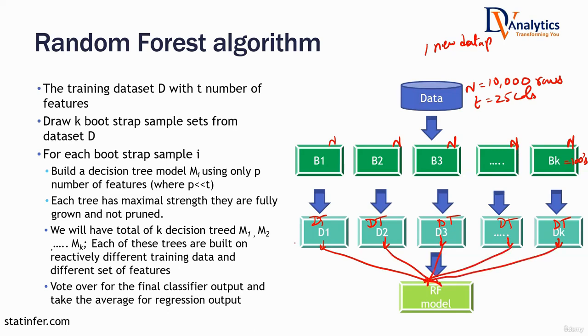How does the collation happen? Let's say out of 100 models, around 80 models are saying the customer is a bad customer, and around 20 models are saying the customer is a good customer. We will say there's a high chance that the customer is a bad customer.